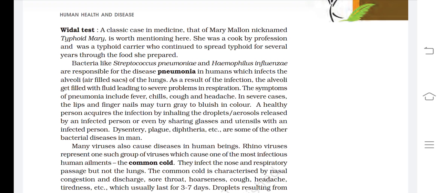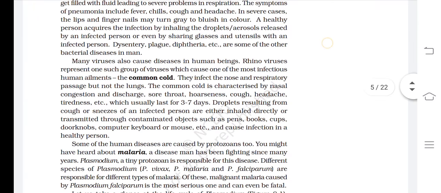Many viruses also cause diseases in human beings. Rhinoviruses represent one such group of viruses which cause one of the most infectious human ailments, the common cold. They infect the nose and respiratory passage but not the lungs. Common cold is characterized by nasal congestion and discharge, sore throat, hoarseness, cough, headache, tiredness, etc., which usually lasts for 3 to 7 days.